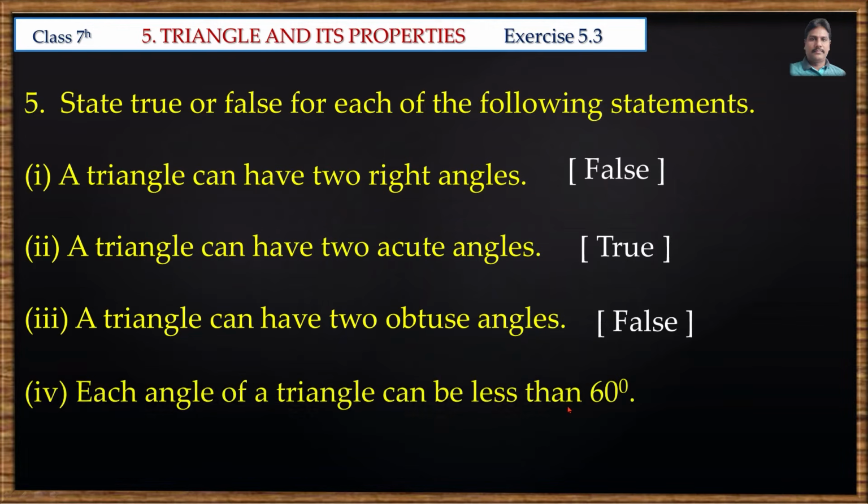ఫోర్త్ స్టేట్మెంట్, ఈచ్ యాంగిల్ ఆఫ్ ఎ ట్రయాంగిల్ కెన్ బి లెస్ దాన్ 60 degrees. ఒక ట్రయాంగిల్లో ప్రతి యాంగిల్ కూడా 60 కంటే తక్కువ ఉంటుంది అంటున్నాడు. దిస్ ఈజ్ నాట్ ట్రూ, ఇట్ ఈస్ ఎ ఫాల్స్ స్టేట్మెంట్.